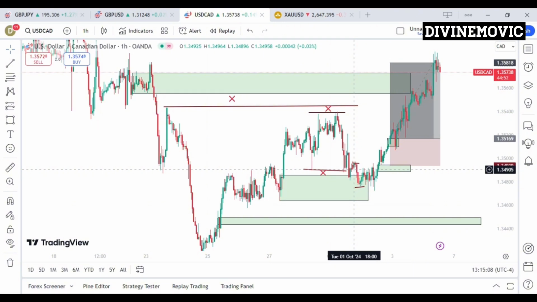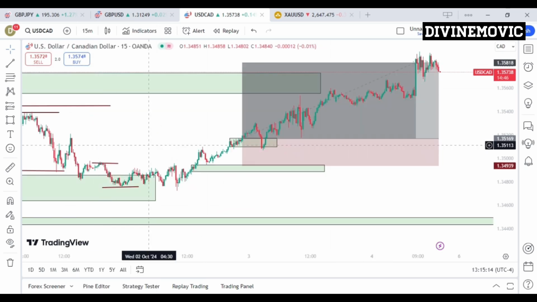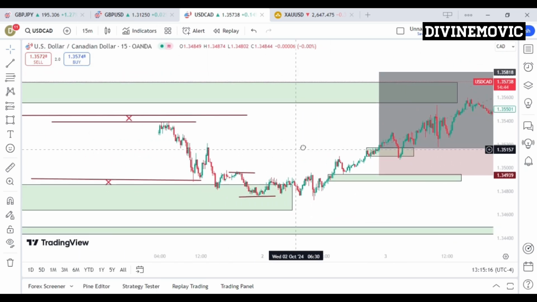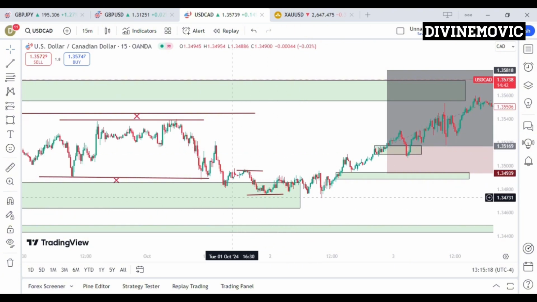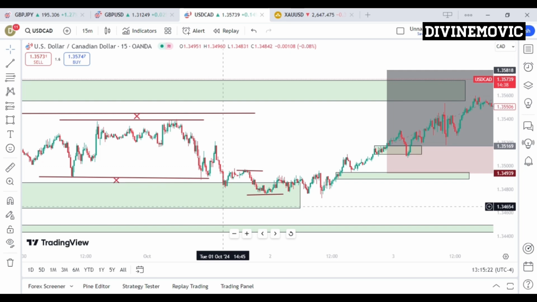And how did I identify that chain of character? By simply going down to the 15-minute time frame or the 5-minute time frame, whichever one you want to use. Let's use the 15-minute time frame. Now, on the 15-minute time frame, when price got to my point of interest, I identified on the 1 hour time frame and refined on the 15-minute time frame.